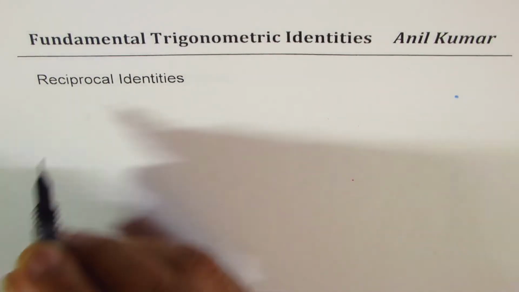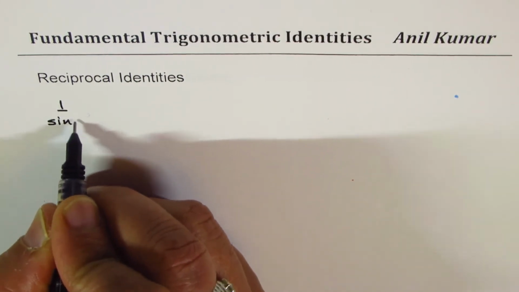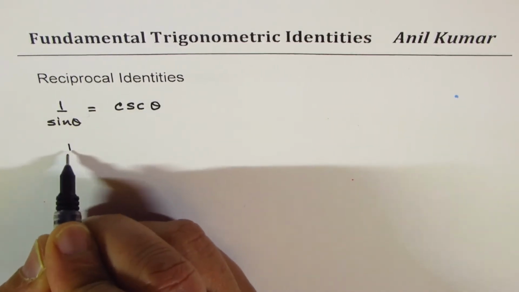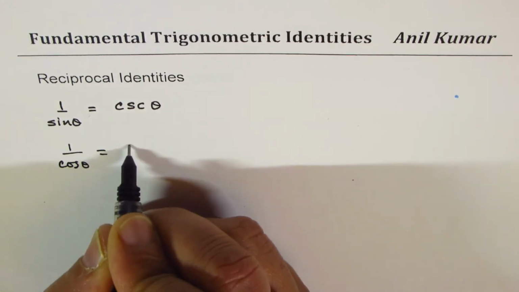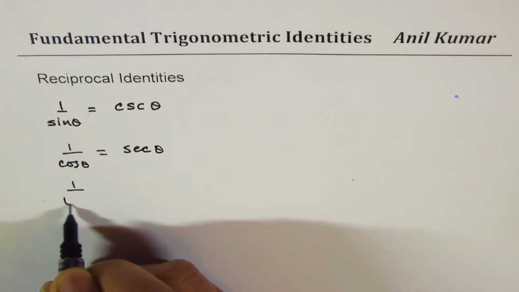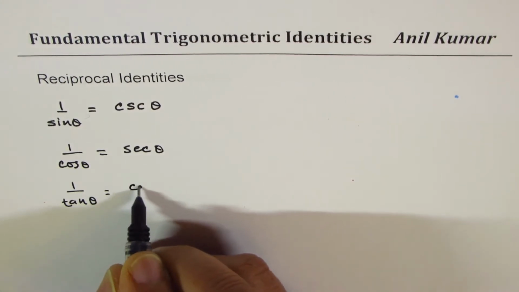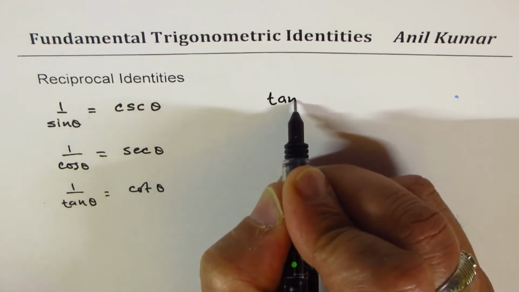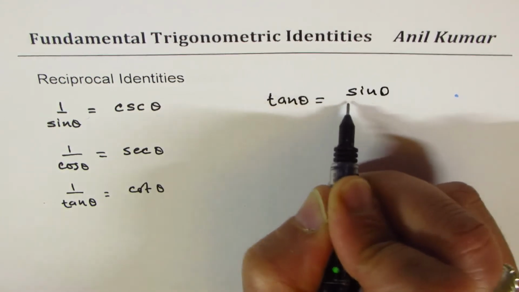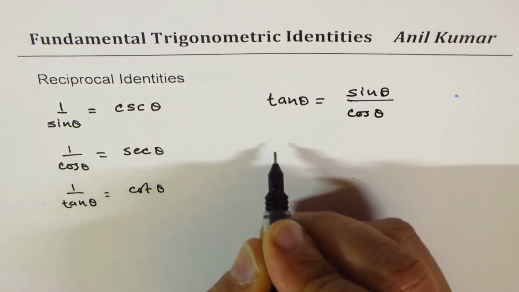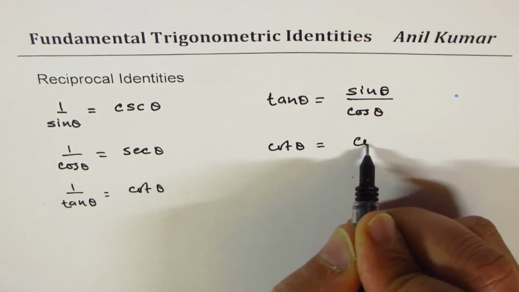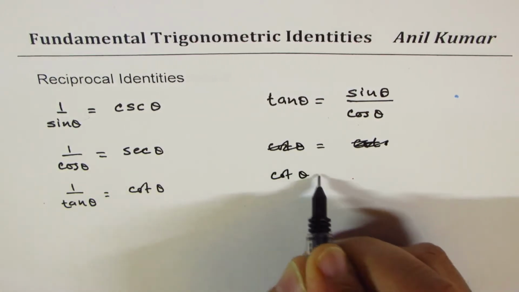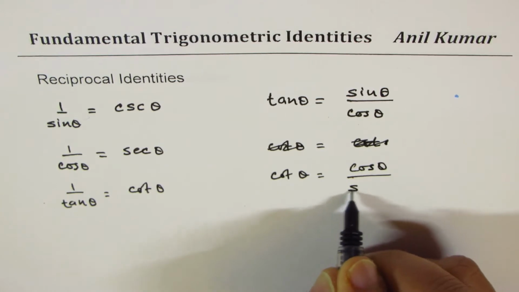So reciprocal means 1 over, right? So 1 over sine theta is reciprocal of sine theta, which is written as cosecant theta. 1 over cos theta is secant theta, and 1 over tan theta is equal to cotangent theta, correct? You could actually many times write tan theta as the ratio of sine theta and cos theta, or cot theta as cos theta over sine theta, right?